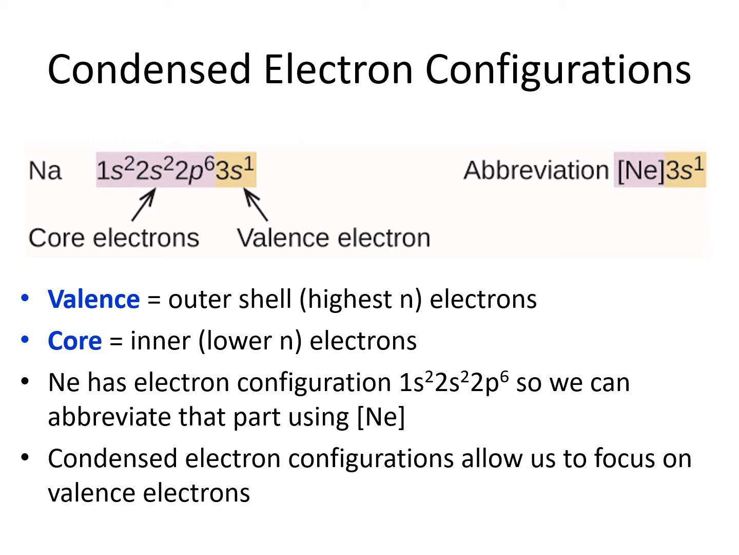These condensed or noble gas configurations save us time and allow us to focus on the valence electrons, which are the important ones that actually do the reacting.